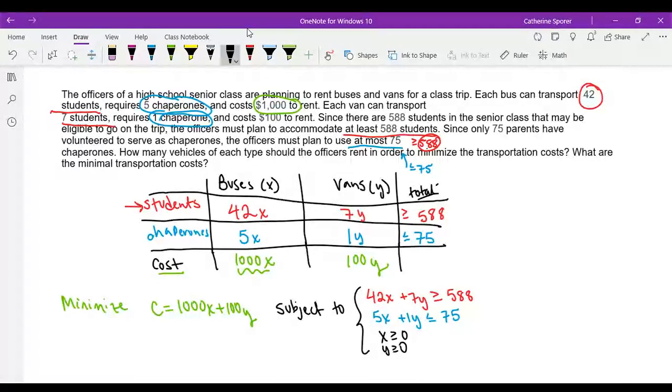So we'd graph these two inequalities, find the corner points, and then try to minimize this cost function, so make this cost function as small as possible.